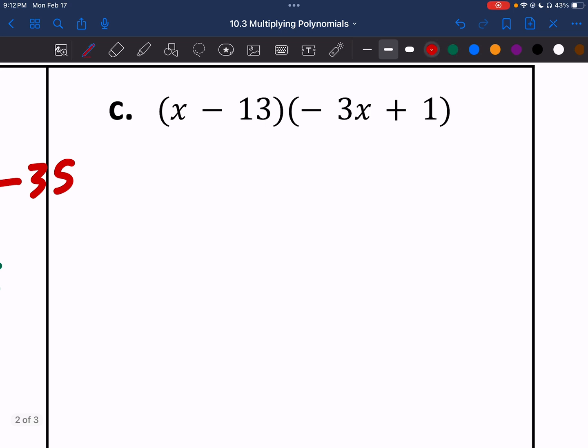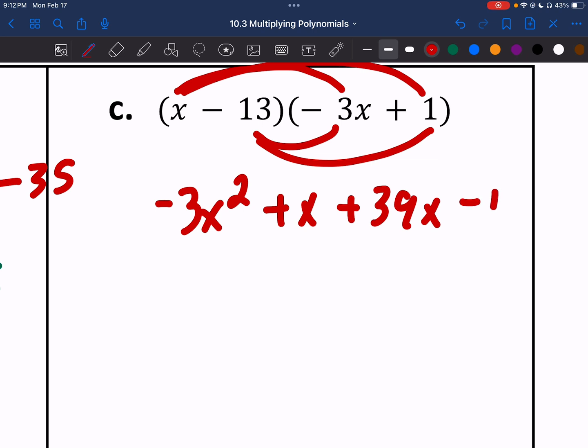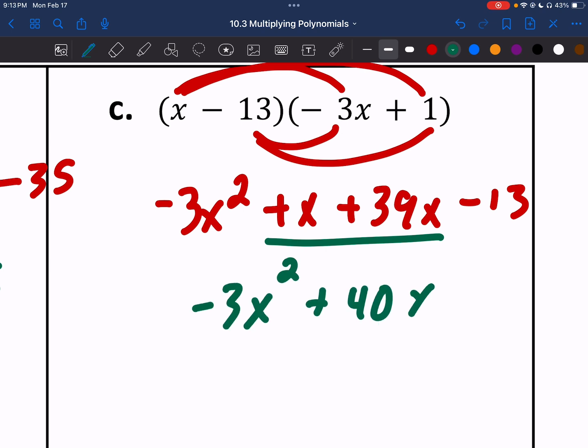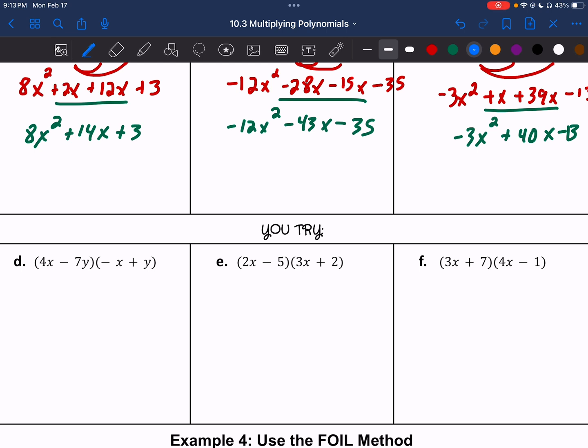Letter C, we start with the distributive property. We FOIL: first, minus 3x squared, outer, plus x, inner, plus 39x, last, minus 13. Combine our like terms, plus x and plus 39x. Negative 3x squared plus 40x minus 13. All right, D, E, and F, 3 U-try problems. Go.